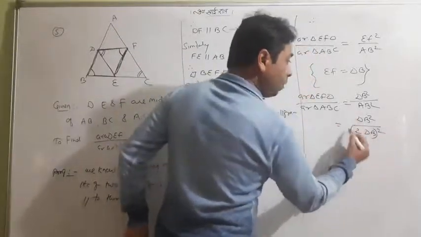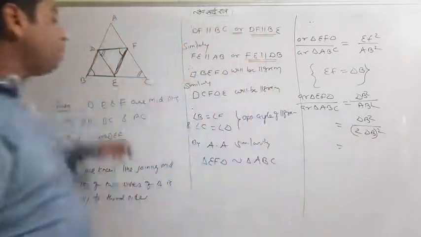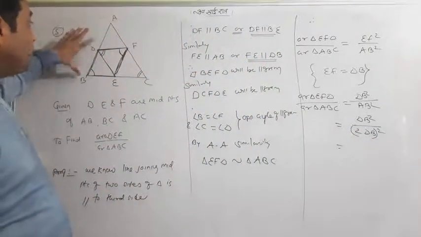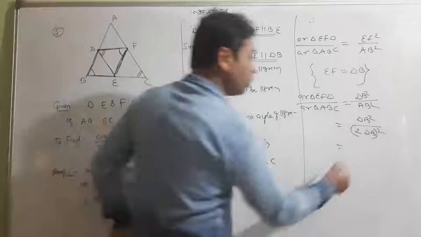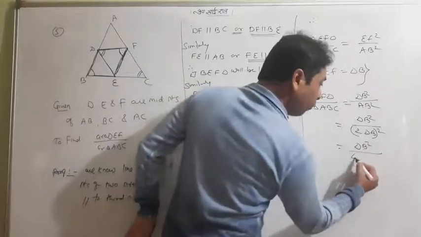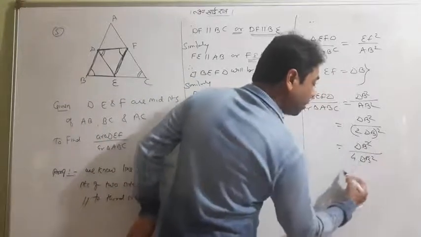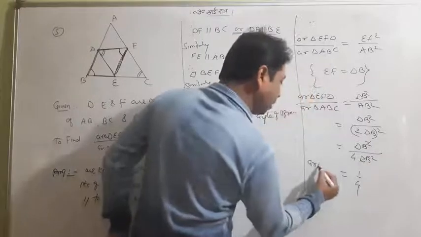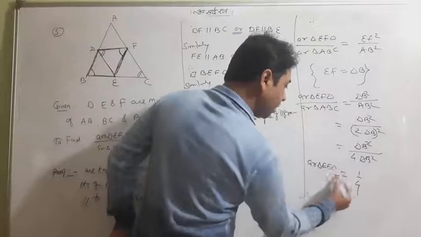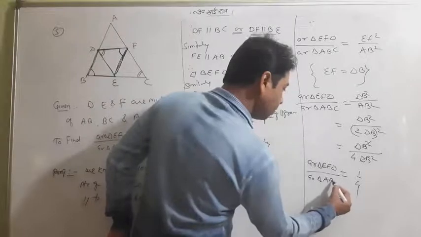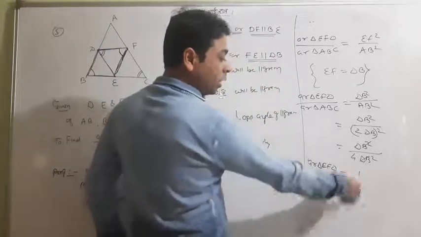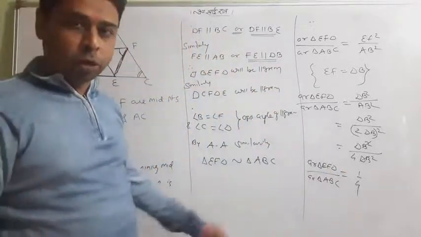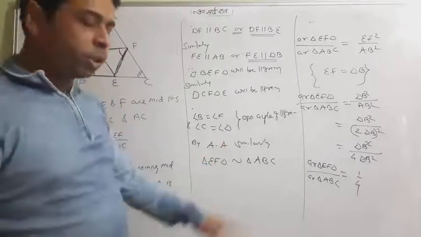Instead of AB, I can write twice DB. Why? Because D is a midpoint, so you know the relationship between DB and AB. After doing so, I'll make 4 DB square, cancel 1 by 4, and the answer comes: EFD upon ABC equals 1 by 4, which was asked, and we have got the answer. So this is a very good question for the exam.